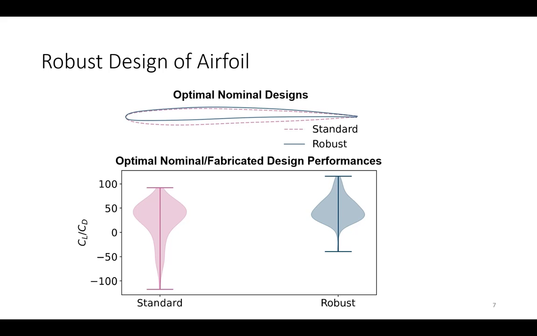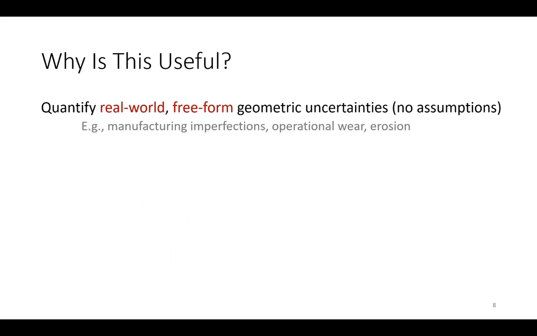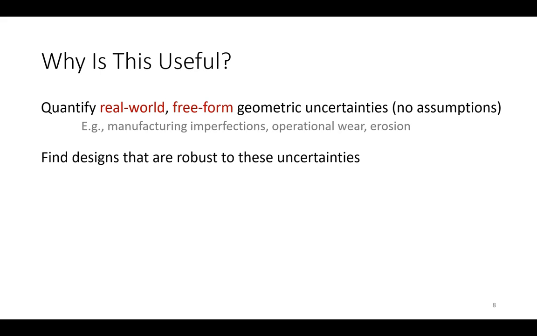We did a very similar study on the design of airfoils and got similar results. So why is this useful? It's useful because it can quantify real-world free-form geometric uncertainties without the need of making any simplifying assumptions. Those uncertainties can be due to, for example, manufacturing imperfections or operational wear or erosion.